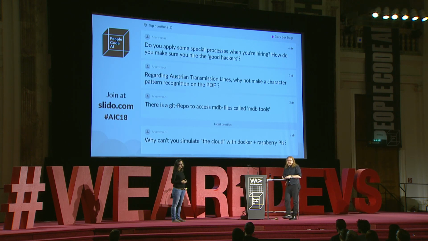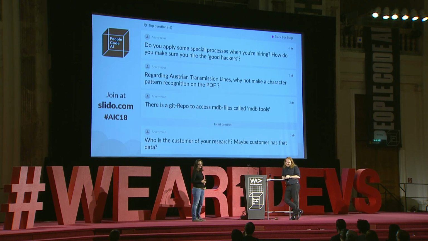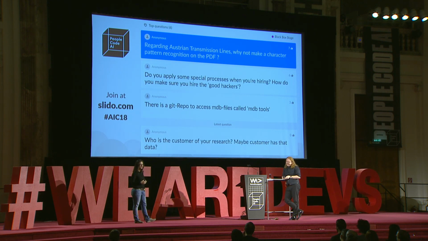Regarding Austrian transmission lines, why not do character pattern recognition on the PDF? Well, the mean answer would be students are cheaper. And this list was rather short, so instead of programming it, it might be okay to do it manually, but of course, automation is a meaningful way of performing this task when the list is longer.